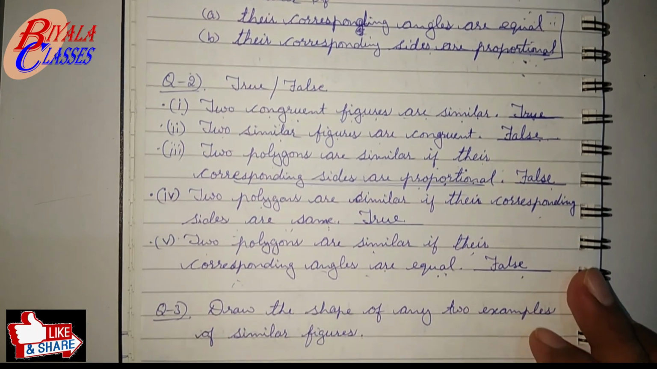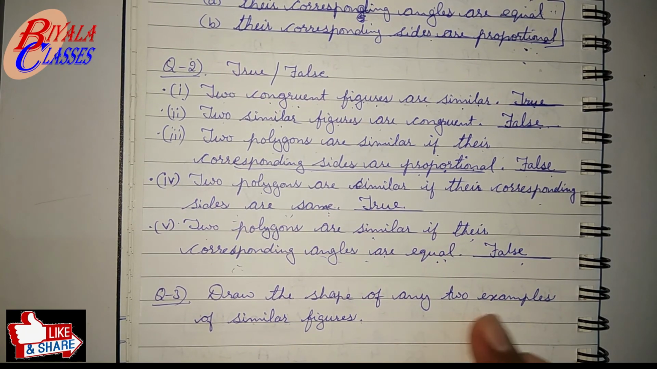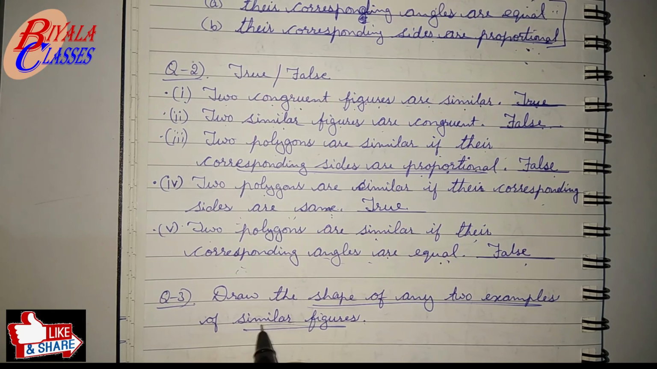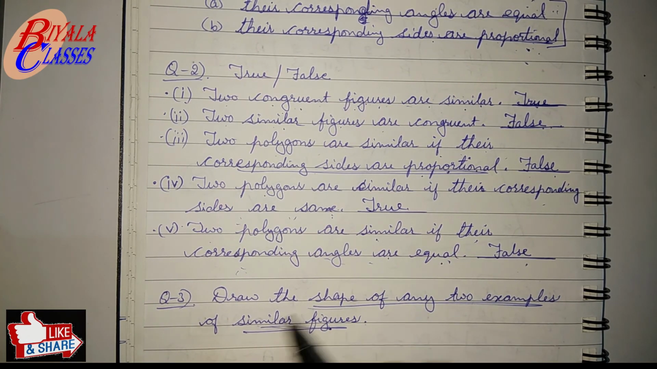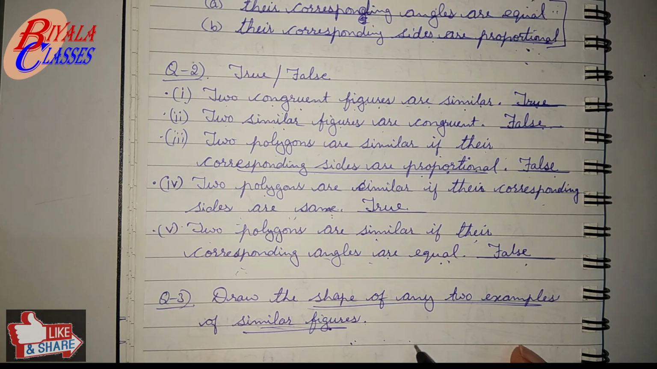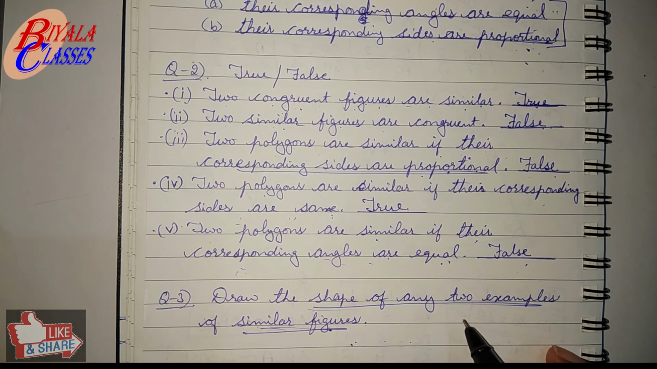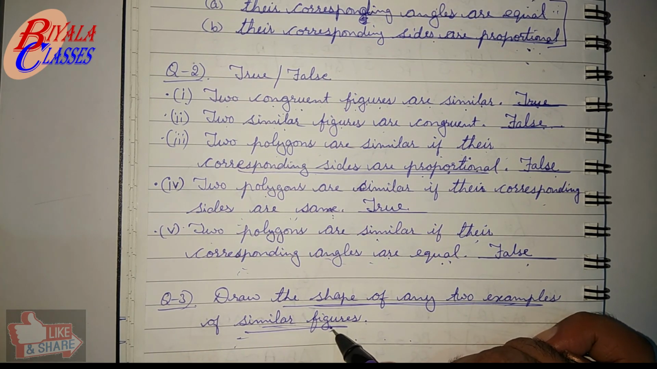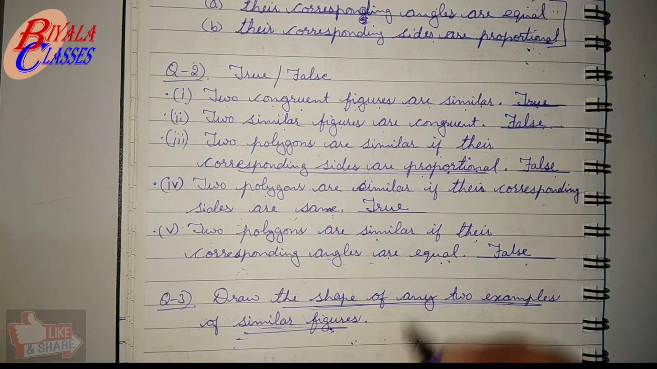Next you have the third question in this, which says draw the shape of any two examples of similar figures. So you have to draw two shapes which are similar to each other. As in the beginning I gave you two squares, you can have those also as an example. You may have two equilateral triangles, you may have two pentagons which have the same corresponding angles, and of course the sides are proportional to each other. So you can draw any two shapes which are similar to each other. So this was about the first exercise of this chapter, that is similarity.